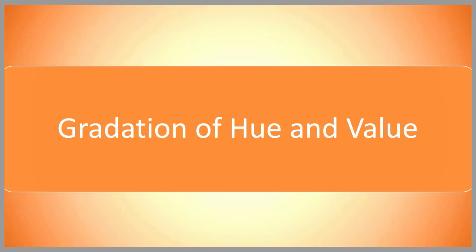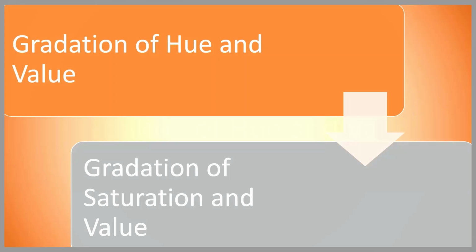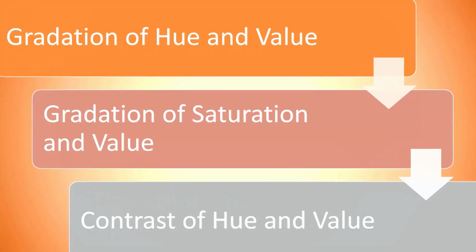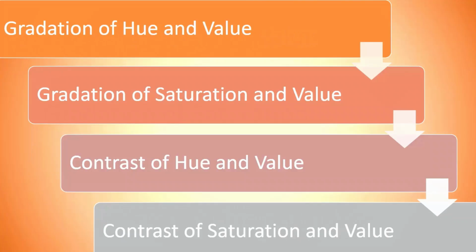Creating luminosity depends upon gradation of hue and the gradation of the value of hue. It depends also, a different kind of luminosity, on the gradation of saturation and the gradation of value of saturation. It also can be done with contrast of hue and the contrast of the value of the hue. And it can be done with contrast of saturation and the contrast of the value of the saturation.